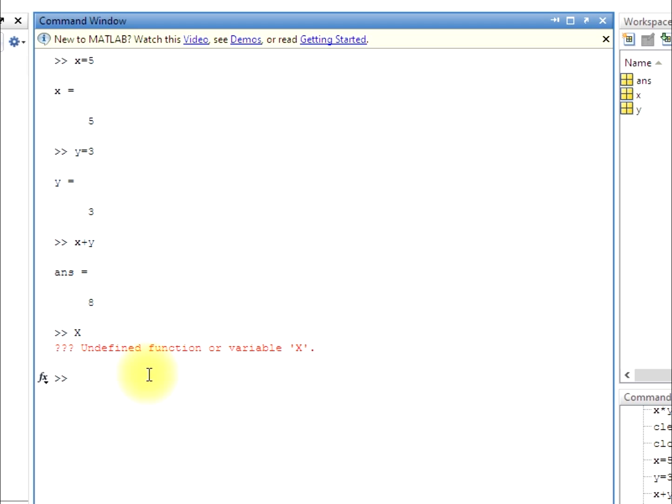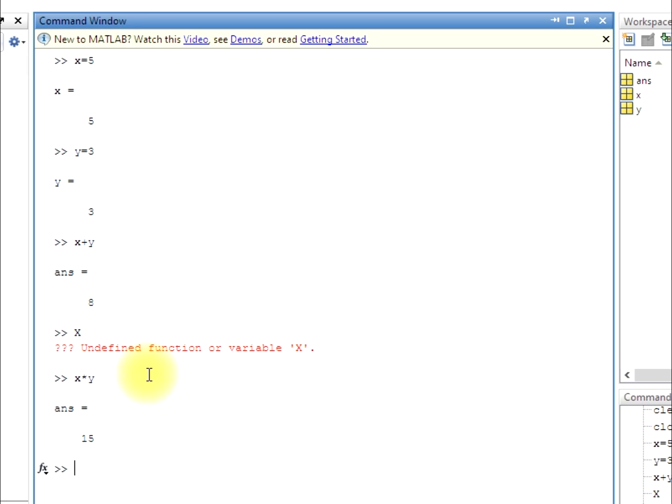Now let's quickly do subtraction. You can use the minus sign. For multiplication you use the asterisk sign. Okay, x into y, and it will give 15. Now for division you can use left division as well as right division. If you use right division, the numerator will be x.